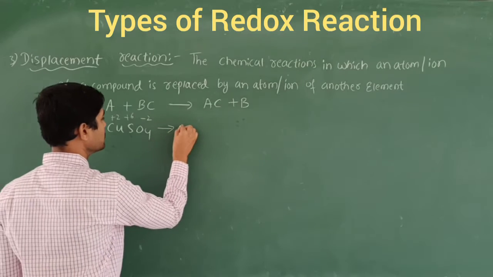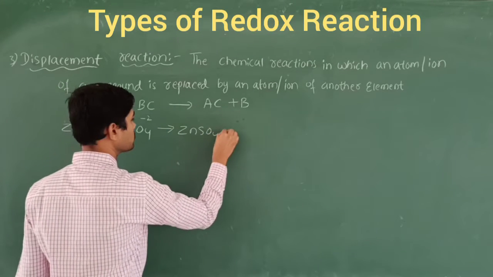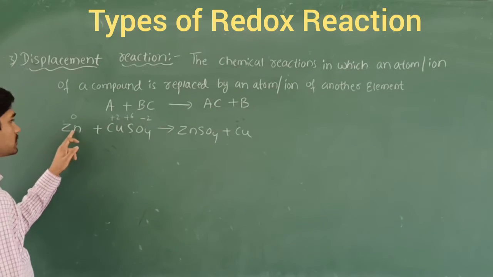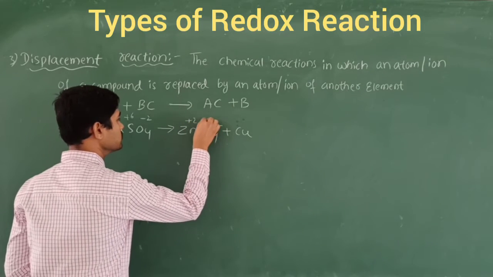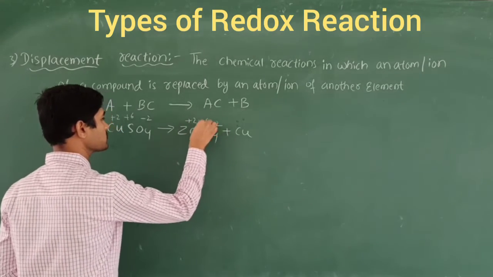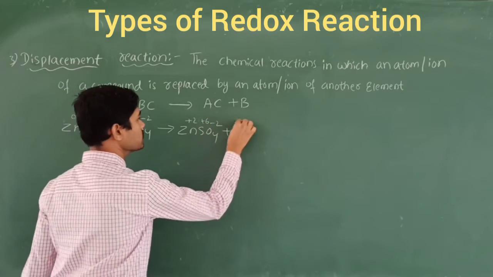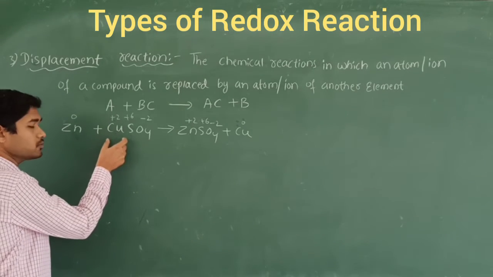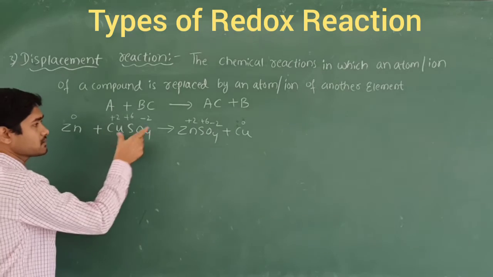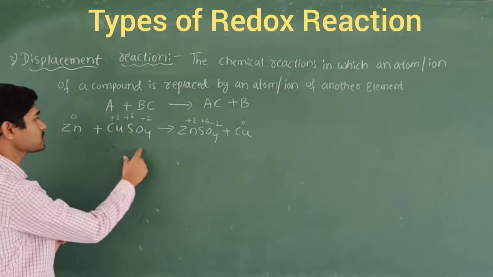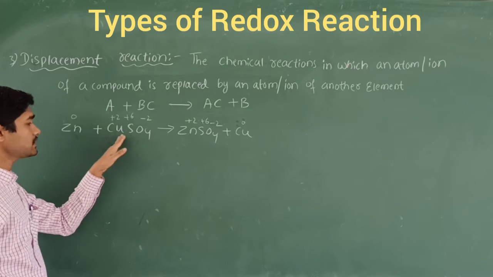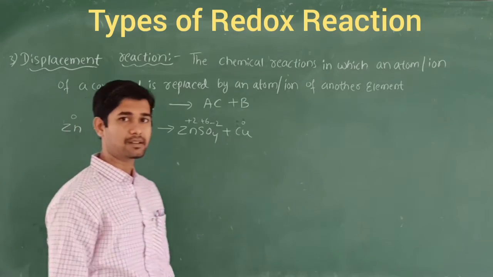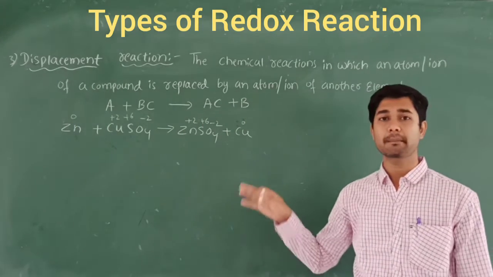Therefore zinc plus copper sulfate. What is going to form here? Zinc sulfate is going to be formed, and copper is going to be eliminated. So the oxidation number changes from 0 to +2 for zinc; sulfur is +6, oxygen -2, and copper becomes 0. This type of reaction comes under displacement, where the metal zinc displaces copper from the copper sulfate. Because copper and zinc are both metals, this type of reaction comes under the metal displacement.